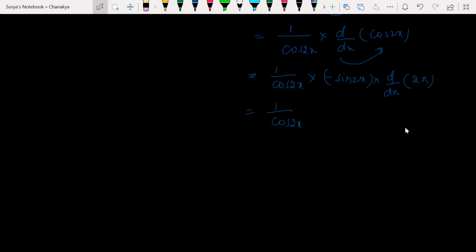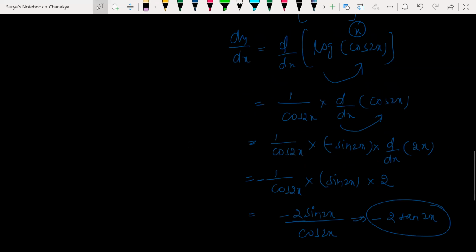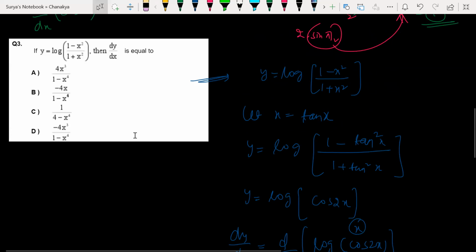1 by cos 2x into minus sine 2x. d by dx of 2x is what? 2. What do you get here? Minus 2 sine 2x by cos 2x. So what you get? Minus 2 tan 2x. This is your answer. Oh, he has given it like this.